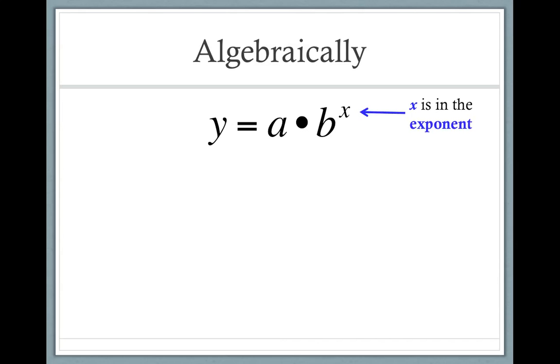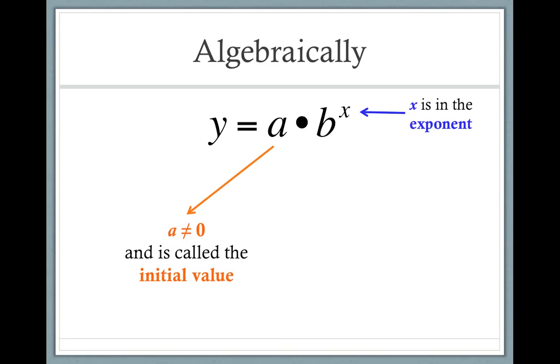We'll have x in the exponent, so whatever our independent variable is will be somewhere in the exponent. We have this variable a. That a is called the initial value, and it cannot be equal to 0. So you have to start with something, and that's exactly what this means. This initial value means that it's the starting amount before the growth starts to take place or the decay starts to take place. Okay, so you have to start with something. You cannot have an a equal to 0.